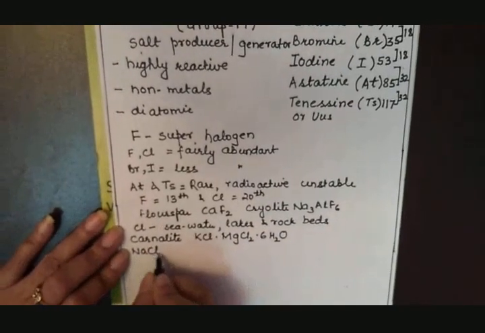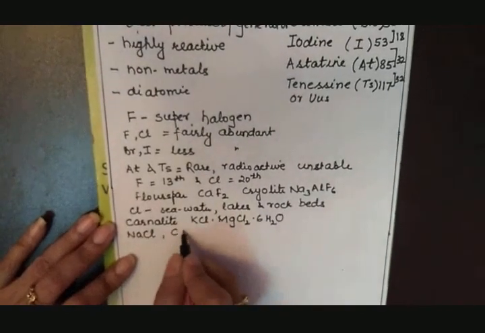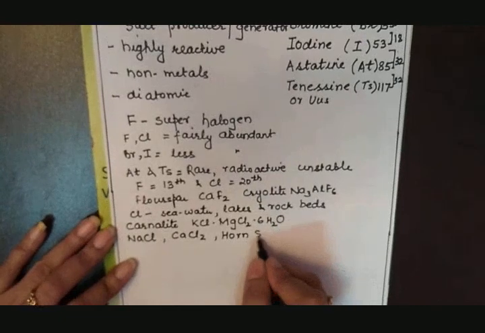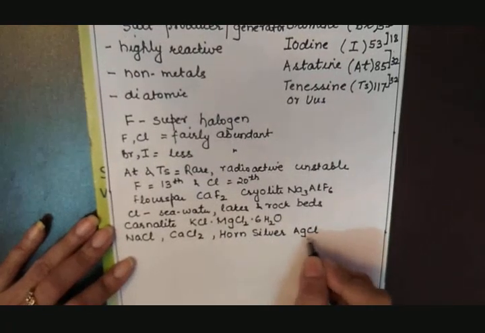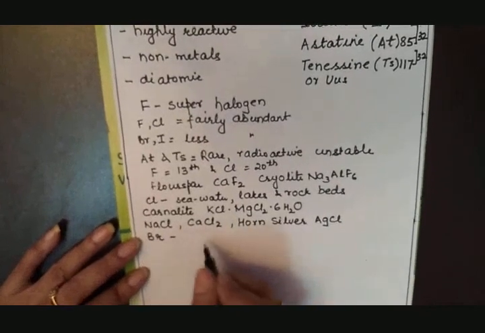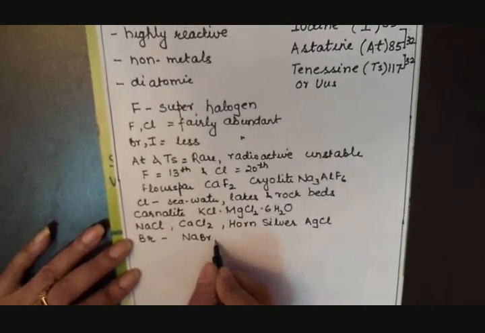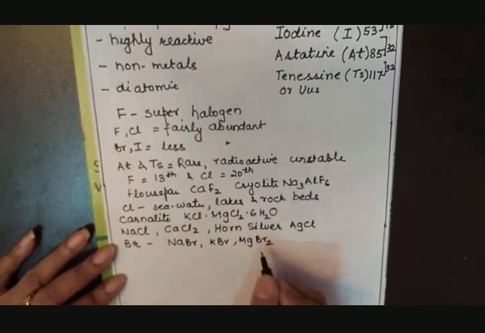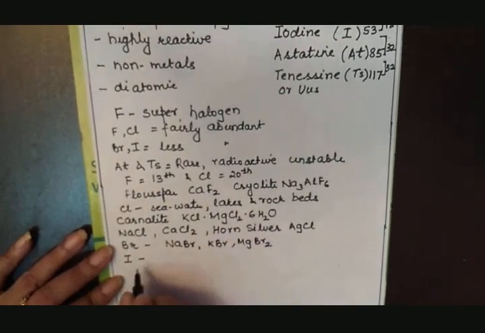NaCl, that is sodium chloride, is also a chief ore of chlorine. Then calcium chloride and horn silver. The formula is AgCl, and chlorine is present in this in the form of chloride. Br, that is bromine, occurs as bromide. Examples are sodium bromide, potassium bromide and magnesium bromide, again in seawater or lakes and rocks. Now comes the next member, iodine. It mainly occurs in seawater.